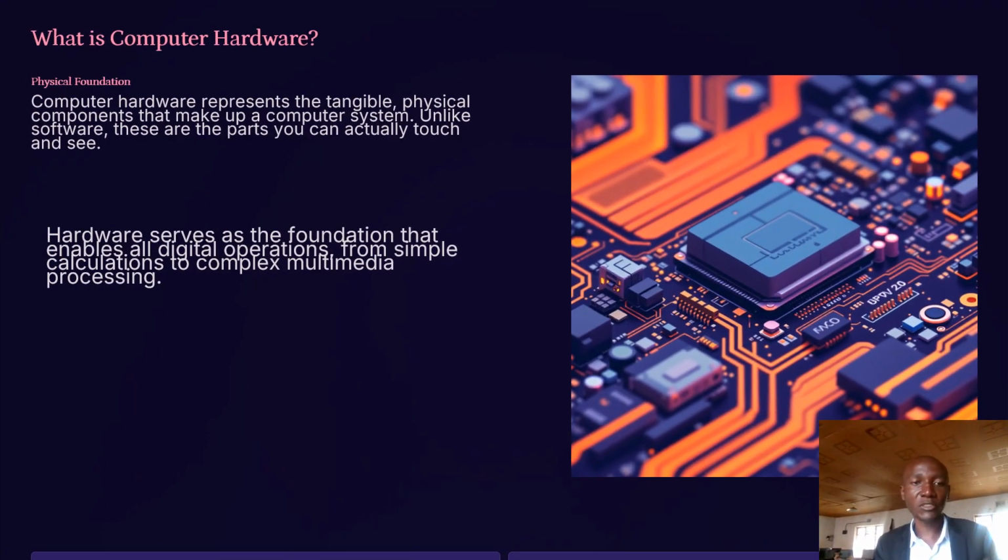We shall also define the hardware. Computer hardware represents the tangible physical components that make up a computer system. Your hands, your head, your chest, your legs make up a body. But a computer has the input, the output, the processing, and the storage.